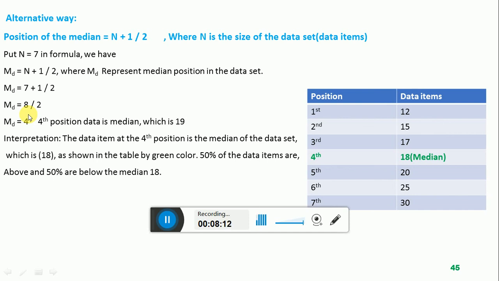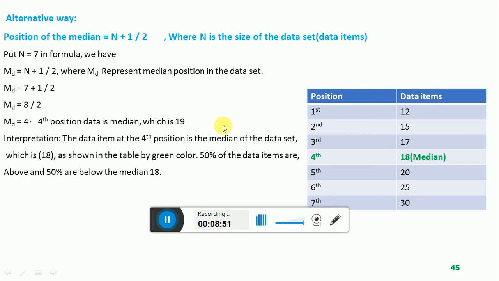What does MD equal to 4 mean? We locate the position of the data item which is the median of the data set. 4 means the 4th position data item is the median of the data set, because we found this by putting the value in the formula, and we located the position of the median. So the 4th position data item is the median, which is 18, not 19. This is a mistake in writing. This is 18, not 19.